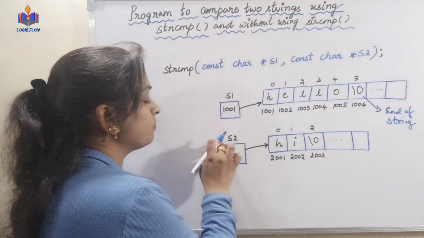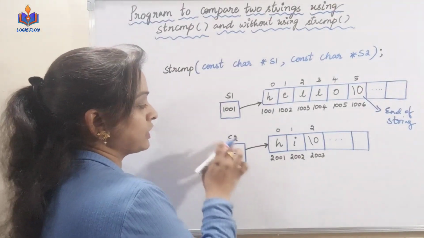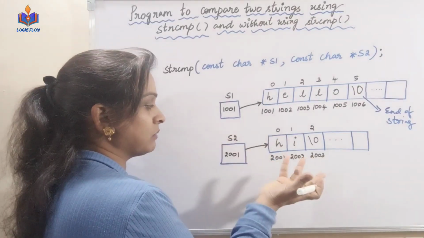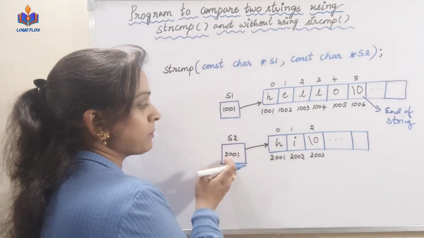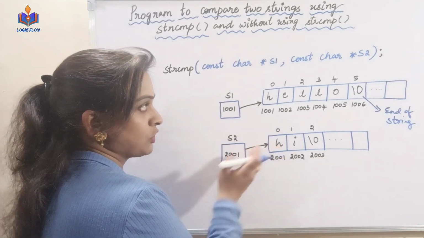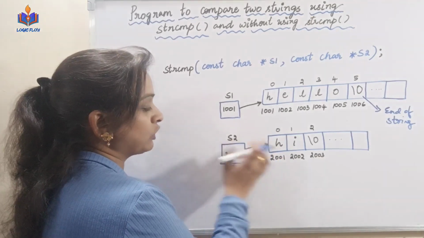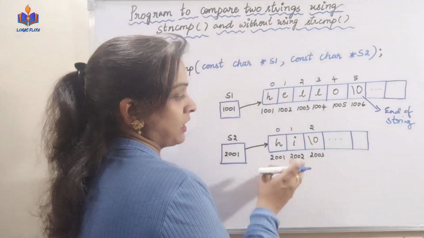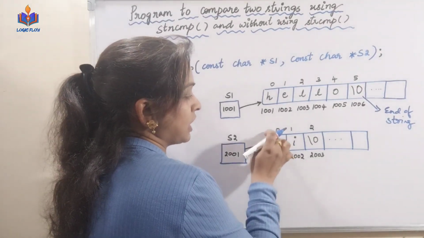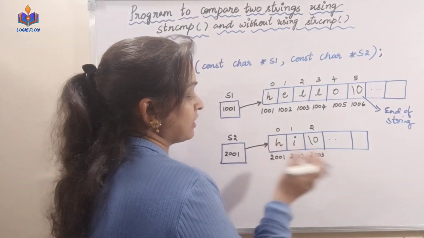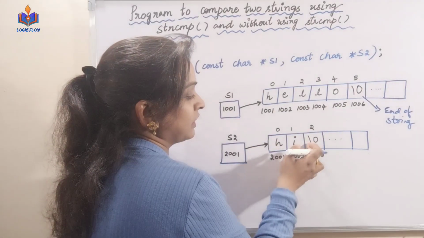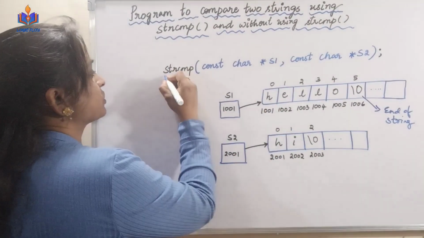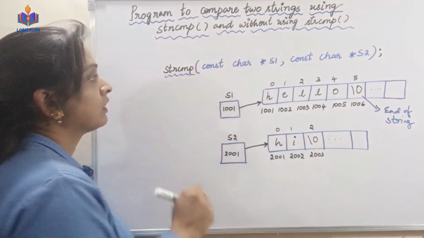Then S2, a character pointer, S2 pointing to the location 2001. So when I say S2, it holds the address. It is a pointer to the character. So it is a character pointer pointing to the location 2001, that is the base address of this character array, that is string, and starting from the location 0, the content is hi, then the null character to indicate the end of the string.